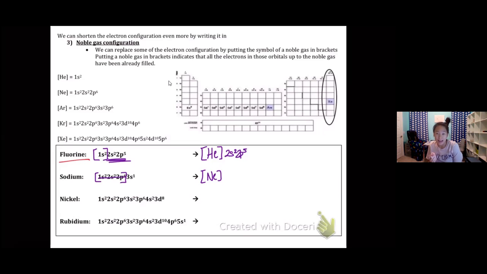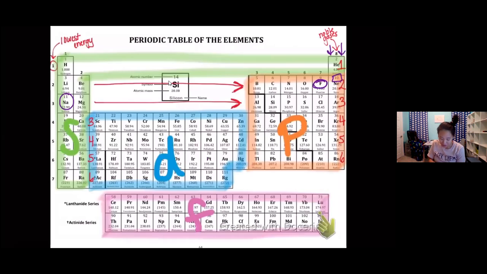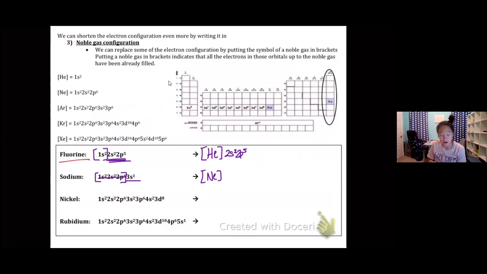So what you want to write after the brackets is what comes after neon. After electron number 10 is electron number 11, right? And that's sodium. Where does electron 11 live? It lives in 3s1, right? So you would write 3s1 because that's what comes after neon. If you think about it, there are 10 electrons in neon, plus the 1 electron in this is a total of 11 electrons, right? So let's do another example.